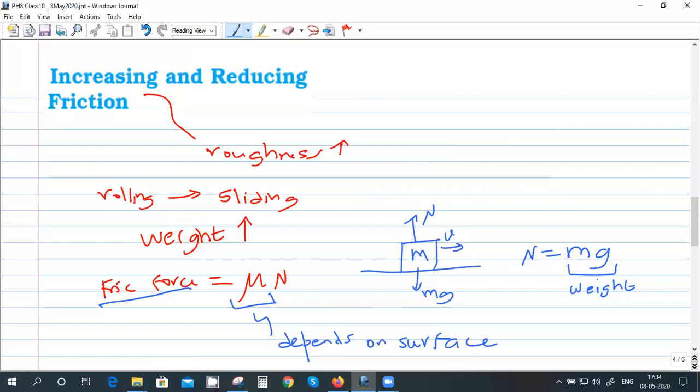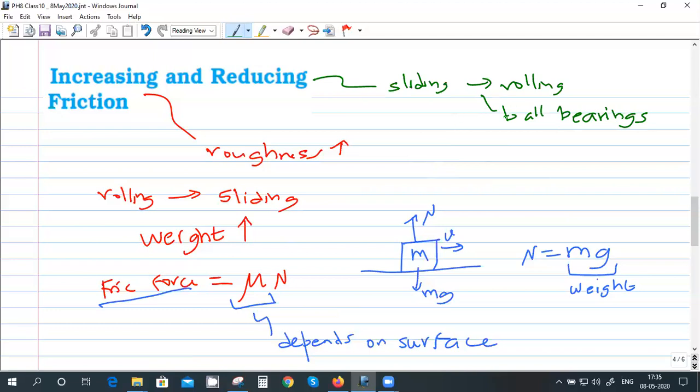Now, what about reducing the friction force? Convert sliding friction into rolling friction, ball bearing, smoothing a surface. Sliding to rolling. This can be done by ball bearings, right? Yes, sir. Where is a practical application of ball bearings? Where can you find ball bearings?